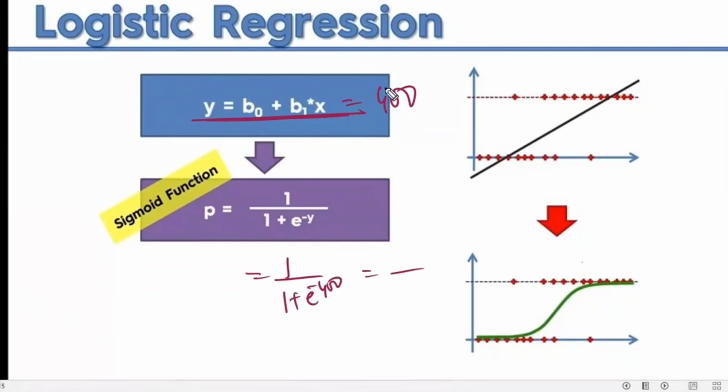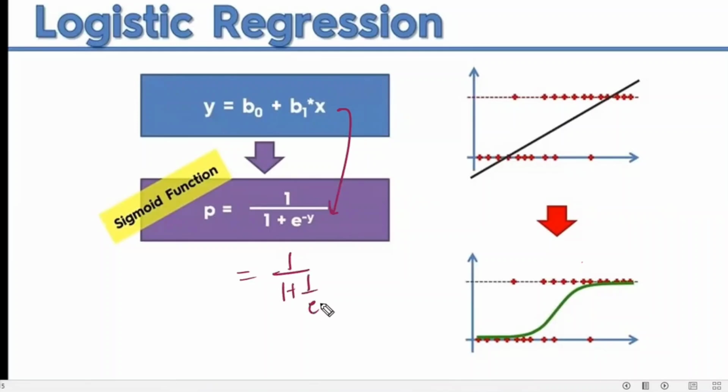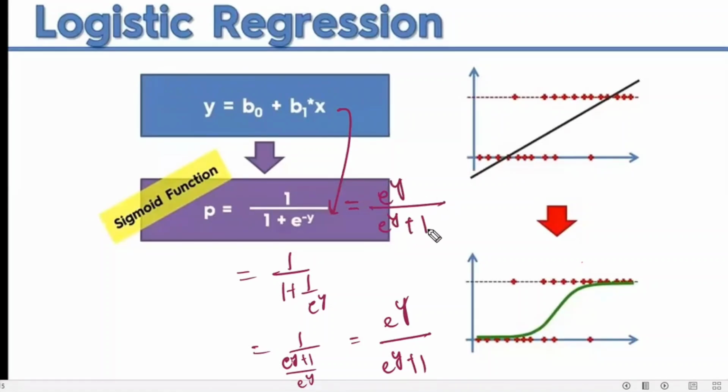If you are having y is equal to minus 400, substitute minus of minus 400, that is plus 400. Whatever the value you have got here, the y, you just have to convert to the corresponding probability, which is called the sigmoid function. So this is nothing but 1 divided by 1 plus 1 by e to the power of y, which is 1 divided by e to the power of y plus 1 divided by e to the power of y, which is nothing but e to the power of y divided by e to the power of y plus 1. This is also equal to e to the power of y divided by e power y plus 1.